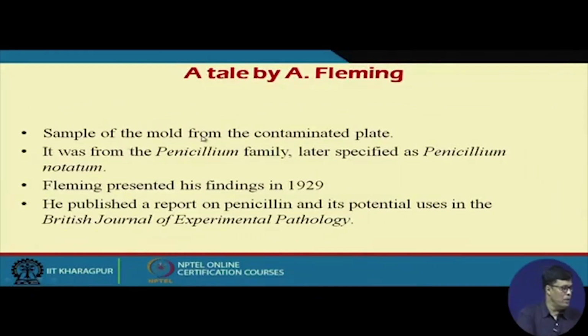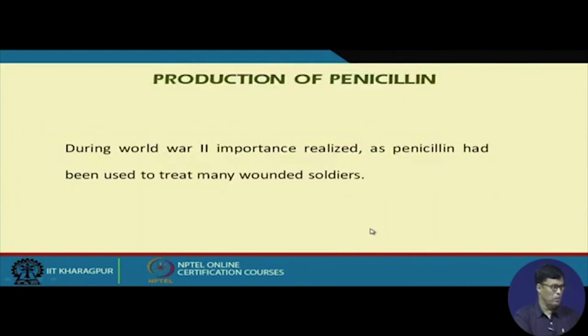It was first discovered by Alexander Fleming like this. Then a sample of the mold from the contaminated plate was taken out. It was of the Penicillium family, and later he identified the organism from the plate as Penicillium notatum. Fleming presented his finding in 1928. He published the report on penicillin and its potential use in the British Journal of Experimental Pathology.